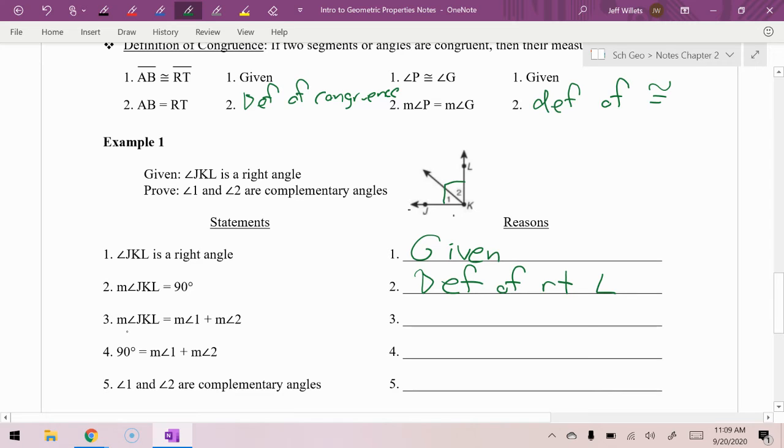Okay, 3. JKL is angle 1 plus angle 2. Now, how do we know that? We don't know that from any of this stuff yet, but we also have a picture. And in the picture, angle 1 plus angle 2 adds up to JKL. That is angle addition.